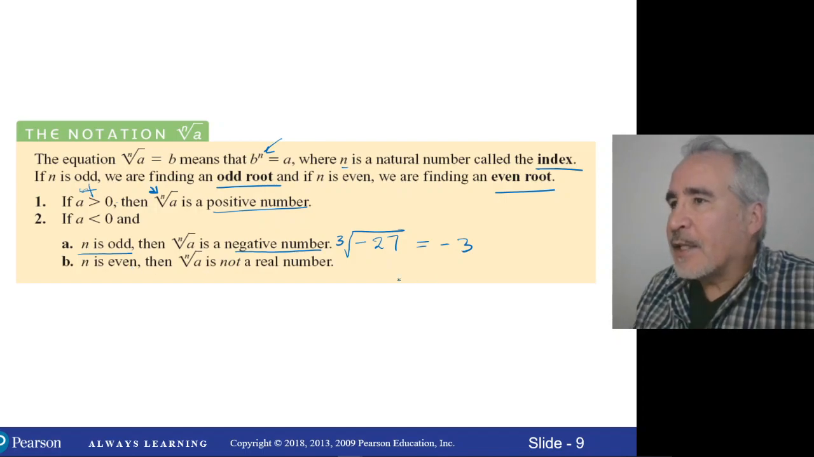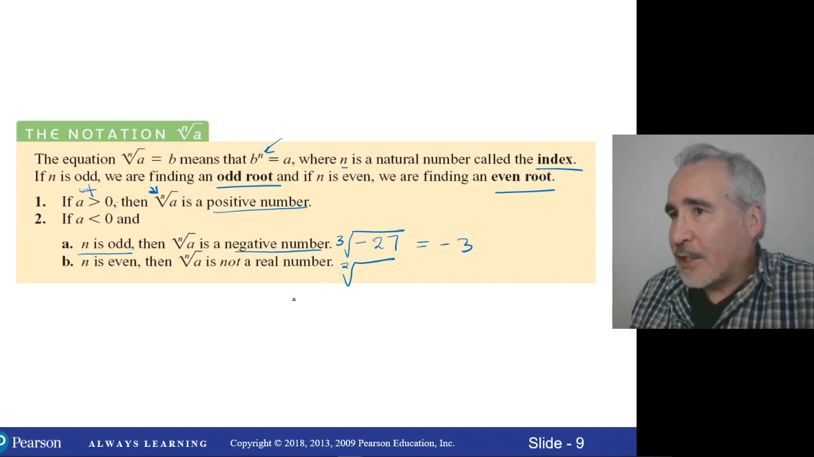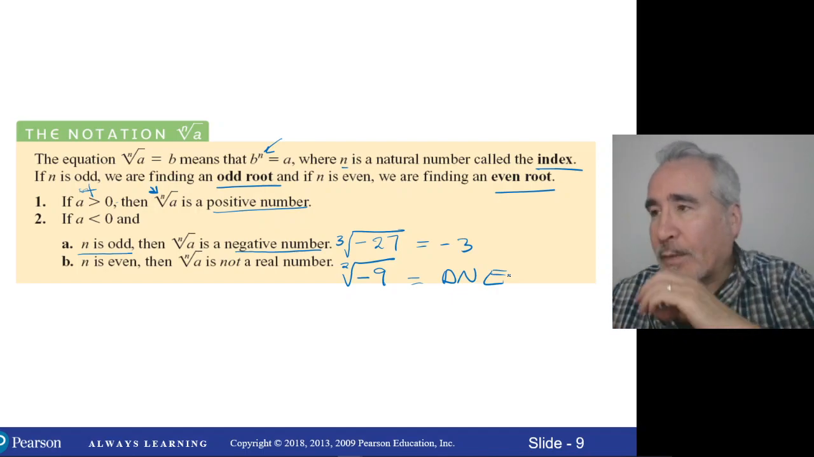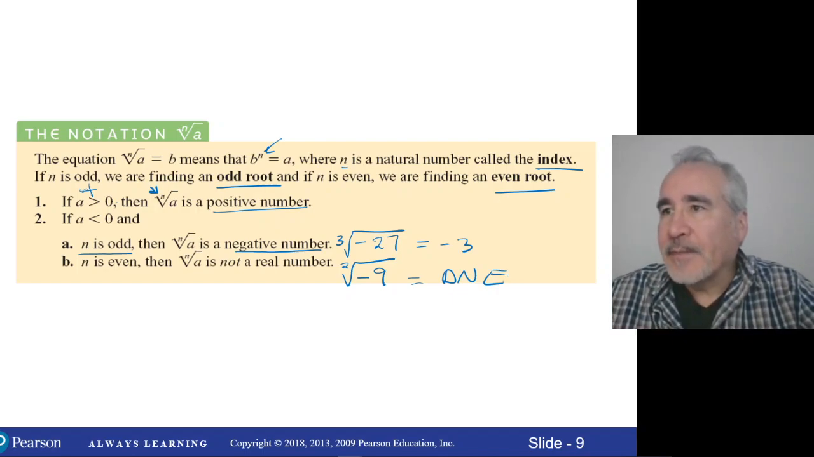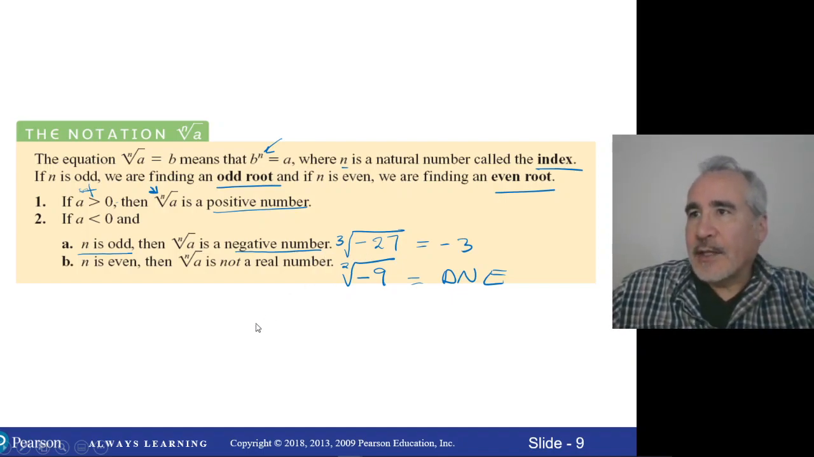But if n is even, so I'll put the 2, it doesn't hurt. So 2 is even, and if you try to take an even root of a negative number, you get does not exist. It's not a real number. That's what's going to happen. So if they're positive, we look for the principal square root, and with odd powers, it's also going to be positive. And so that's how it's going to work.